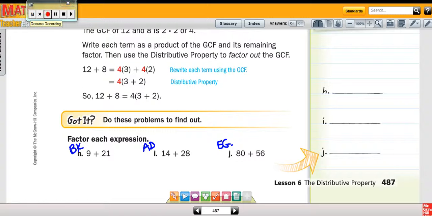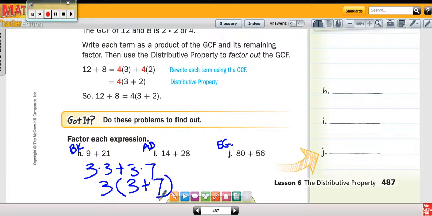Okay, let's check these ones. Ben's going to lead us in letter H. So, the common factor that goes into both 9 and 21 is 3. And 3 goes into 9 3 times. And 3 goes in 21 7 times. And we write that. Good. How many of you agree and got 3 times the quantity 3 plus 7?